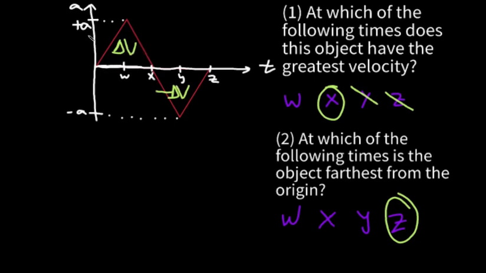So here the object is speeding up, and then over here it's slowing down to reach a change in velocity of 0 once you look at these areas. And that means that if the change in velocity is 0 and we're traveling forward the entire time, by the time we reach point Z, this object is going to be the farthest from the origin.